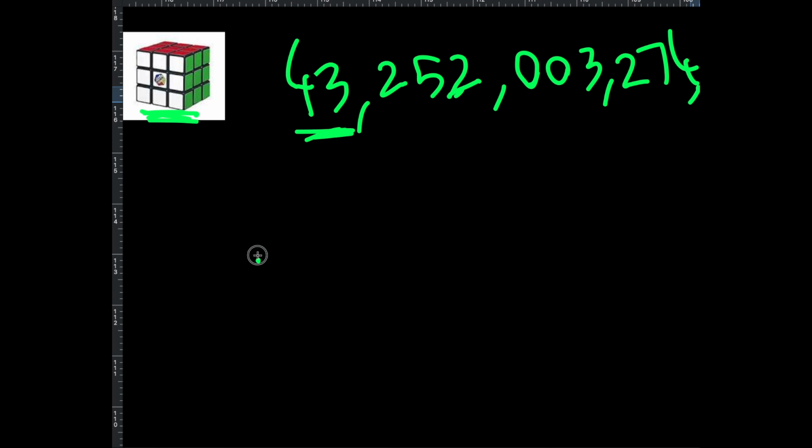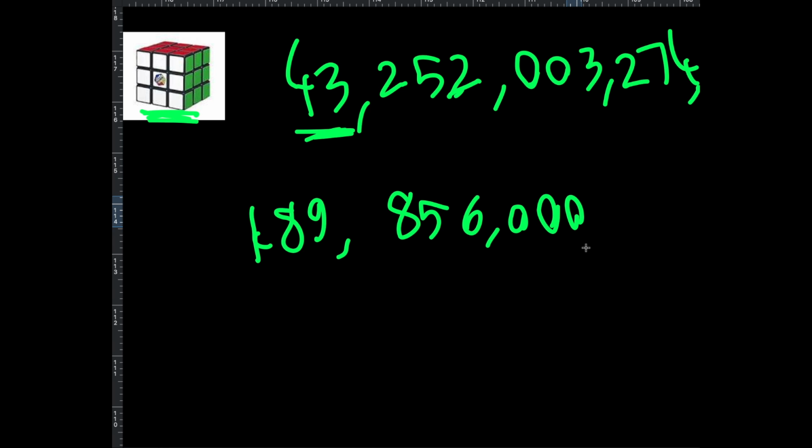Okay, so the original 3x3, and most cubers know this number, but it's 43,252, right? It's a crazy number, I know. It is a big number. So this number, 489,856,000 combinations. Now, this is a pretty big number, but it's still a manageably imaginable number.